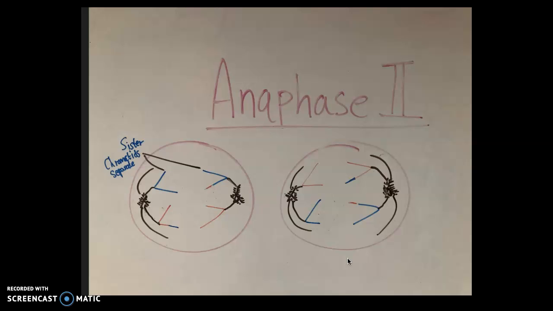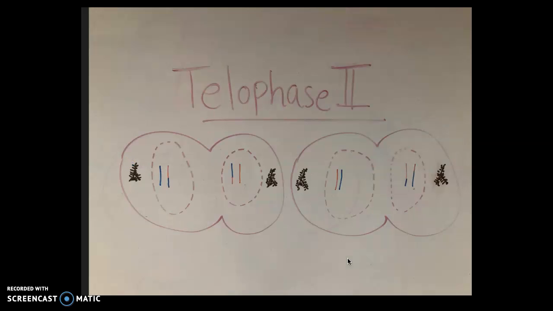The next stage is anaphase 2. In anaphase 2, the spindle fibers pull chromosomes toward the pole of the cell. The next stage is telophase 2. In telophase 2, chromosomes reach opposite ends and cytokinesis occurs.